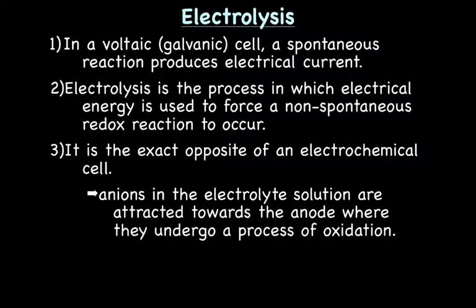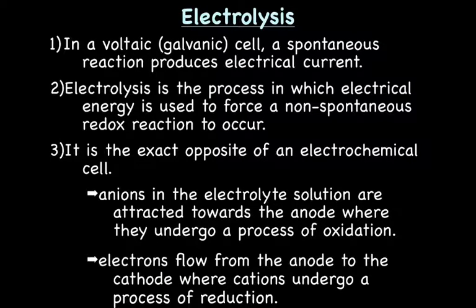Anions in the electrolyte solution are attracted towards the anode, where they undergo a process of oxidation. And electrons flow from the anode to the cathode, where cations undergo a process of reduction.